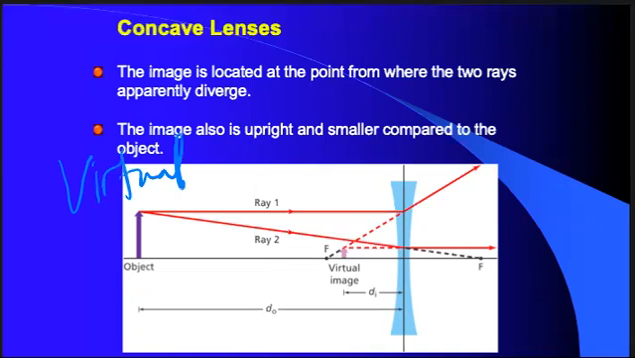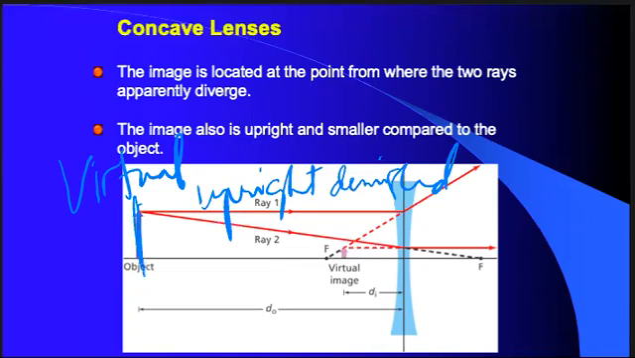Okay? The image is always virtual. What else? Upright, right? And of course, diminished or reduced. It is on the same side of the lens as the object. Okay? The position of the object affects only the image size and distance from the lens, but not the nature of the image. So this is a concave lens. Okay? So I hope you've learned from the discussion.